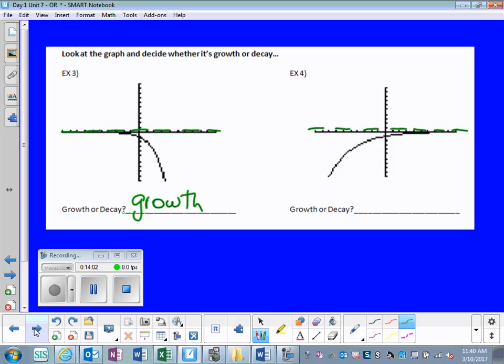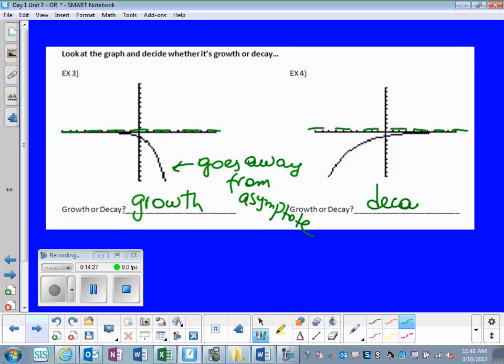Okay, so growth, because we are going away from the axis. And here, do we have decay or growth? Okay. Decay. Because by magnitude, my investment diminishes. It comes closer and closer to a particular constant. Yes? Do you understand?